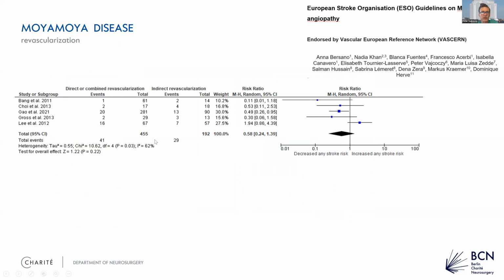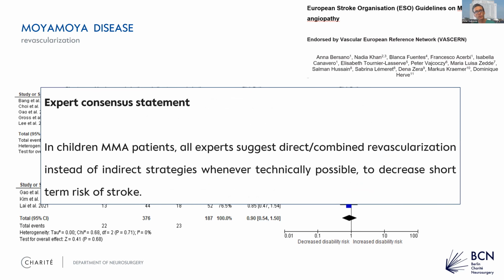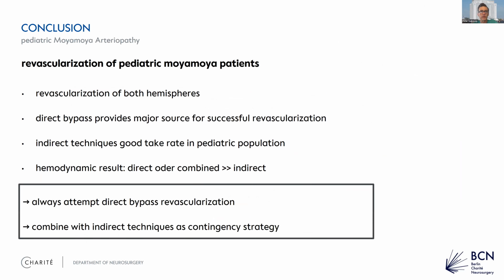Here we have compared direct or combined versus indirect, and there's always a trend and a statistically significant benefit of direct anastomosis over indirect anastomosis. And the same is true for disability risks, although here the difference is not so high. But really, if you want to prevent a stroke in the pediatric patient with Moyamoya, you should go for combined or for direct alone. Do not rely on indirect techniques. And this is what we have recommended in our conclusions.